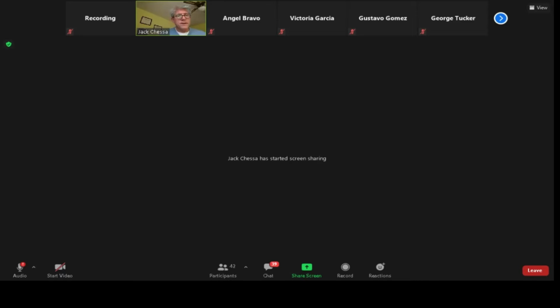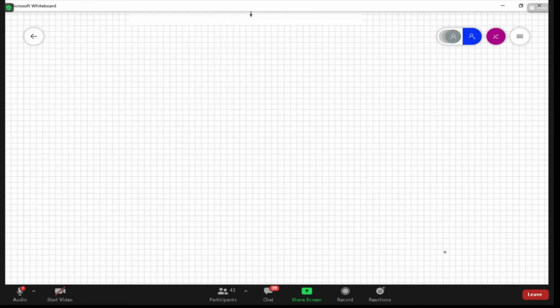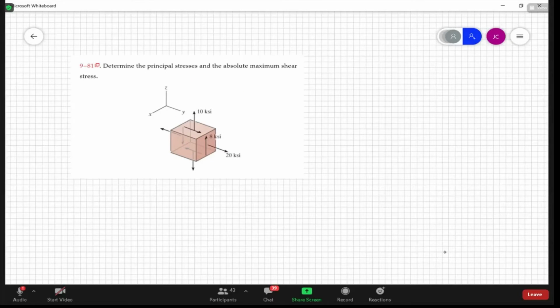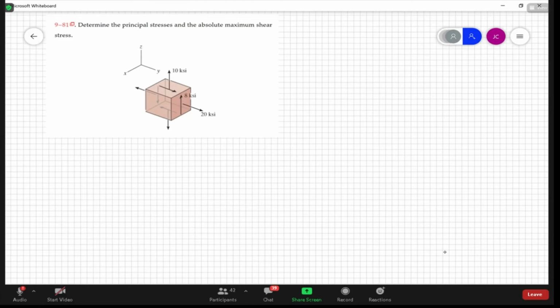9-81, I think that's this one. Yeah, that's 9-81. Here is a state of stress. It's planar: you can see there are no stress components in the x direction, neither normal nor shear. All the non-zero stress components are in the y-z plane. This particular problem wants us to figure out the principal stresses and the absolute maximum shear stress. So let's do that.